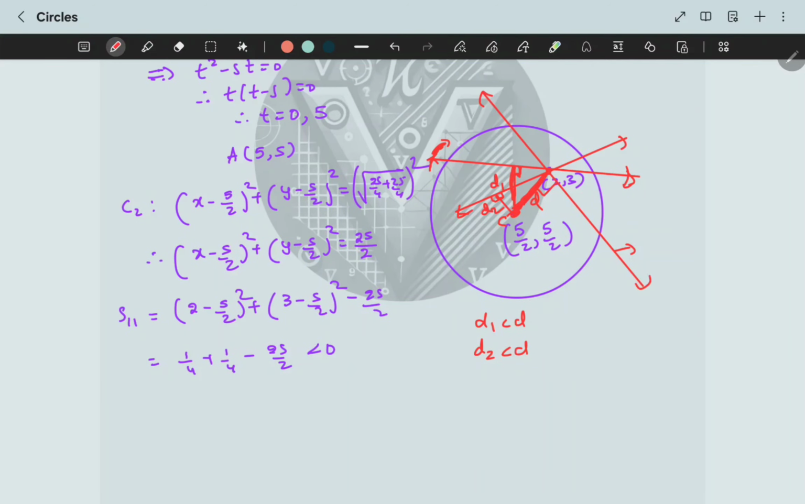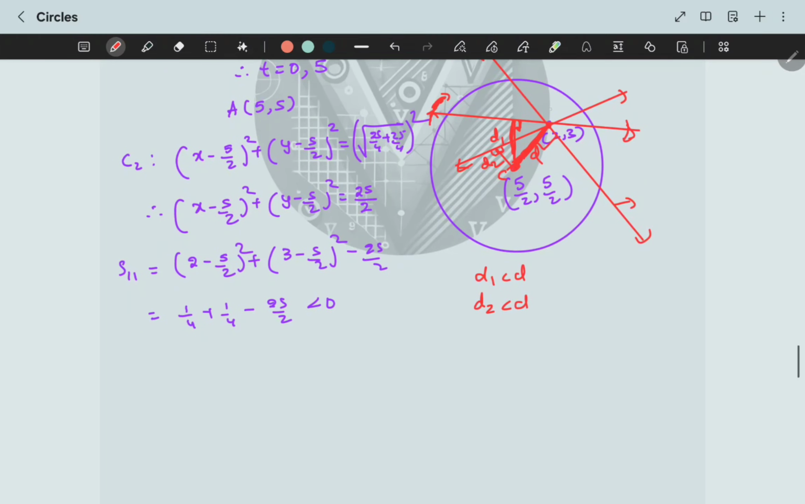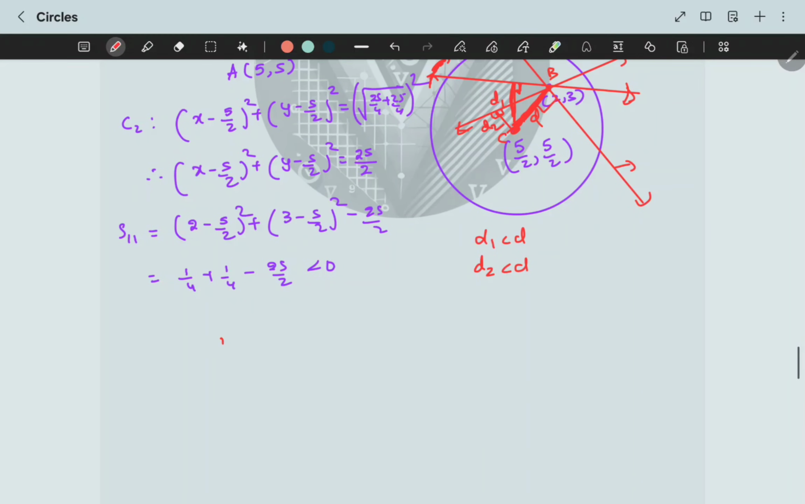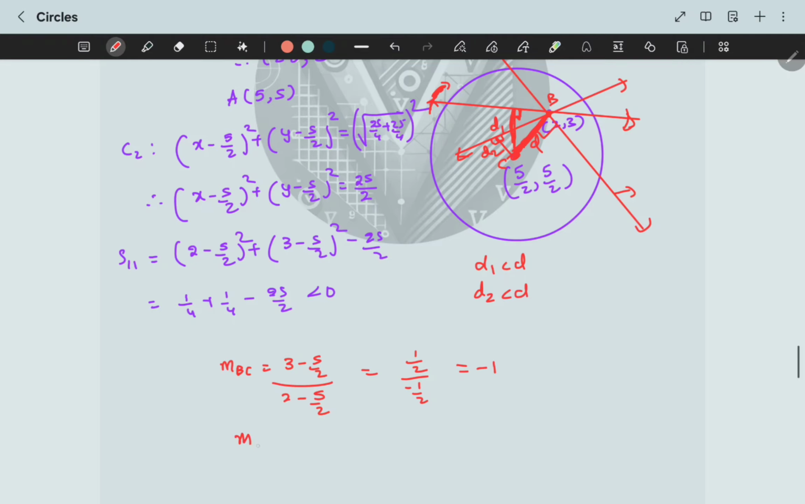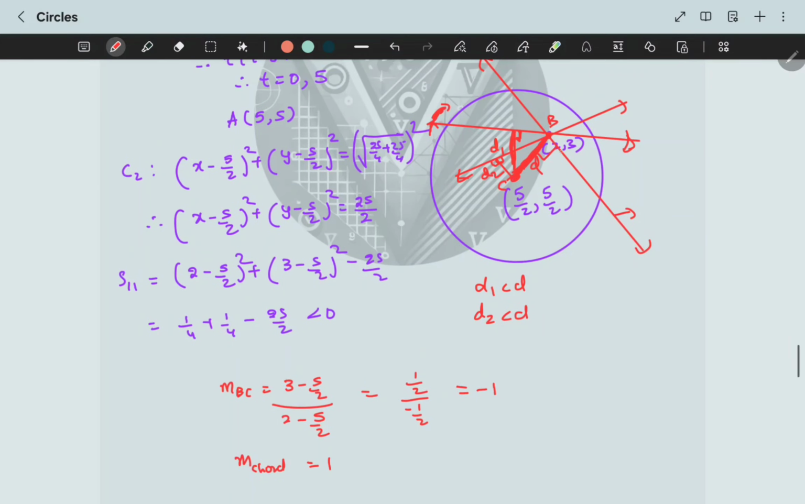So that also we can find in 2 ways. One way could be, let us say this point is B. So slope of BC should be (3 minus 5/2) by (2 minus 5/2). So that should be (1/2) by (minus 1/2). So slope of this is minus 1. So slope of the chord should be equal to 1 since they are perpendicular. Since we know the point and the slope, we can find the equation of the straight line.